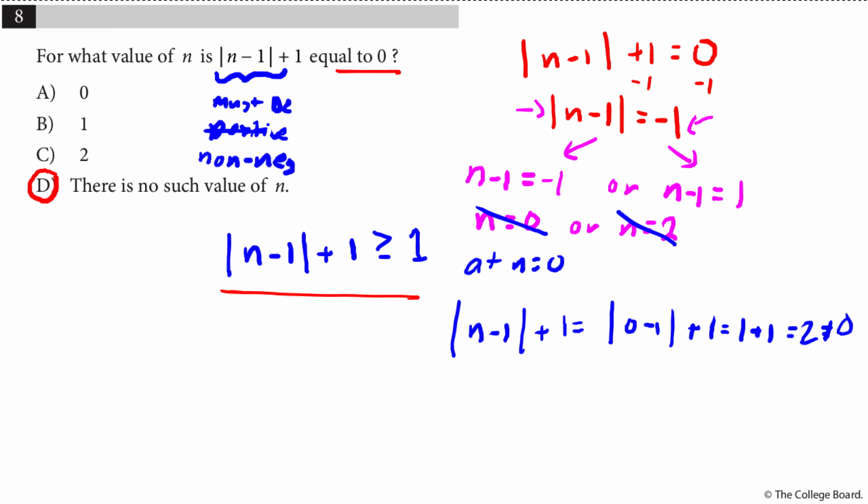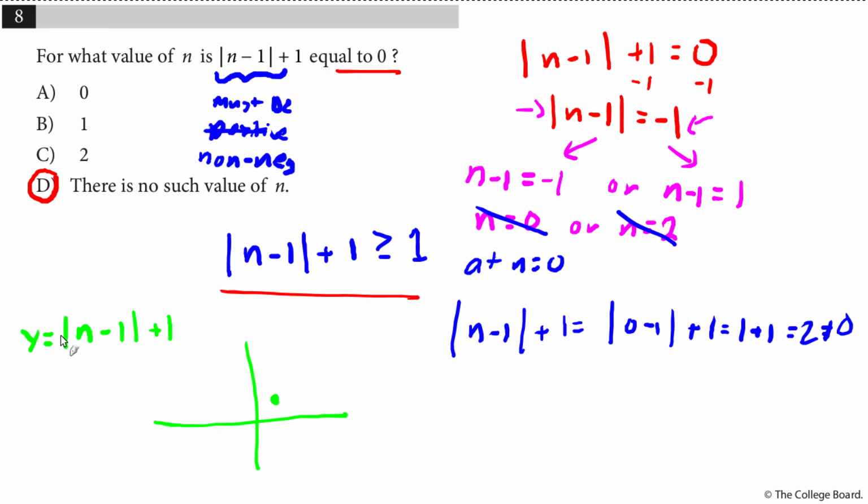A final way to look at this, I could actually look at this as a function. Let's consider the function y equals absolute value of n minus 1 plus 1. And I'm going to draw a graph of that. And if you've learned about absolute value equations or absolute value graphs, I know that this has a vertex at 1, 1.